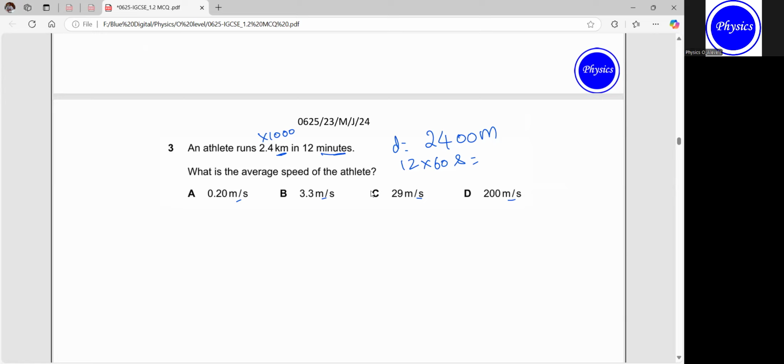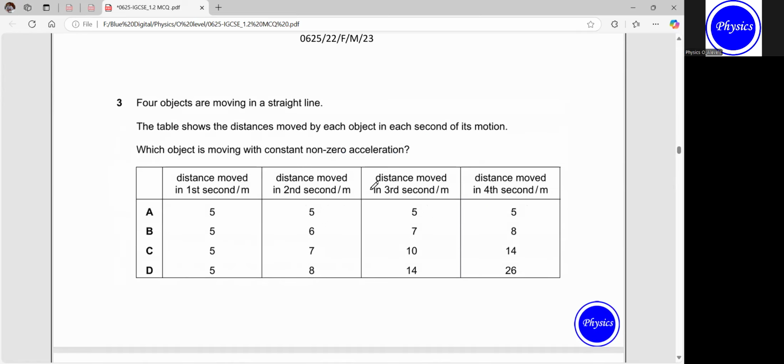So average speed is going to be 2,400 divided by 12 times 60. So which would be the right option? It's B. Am I right? Okay. The next question.